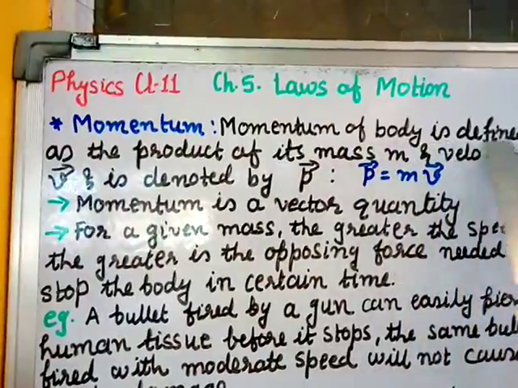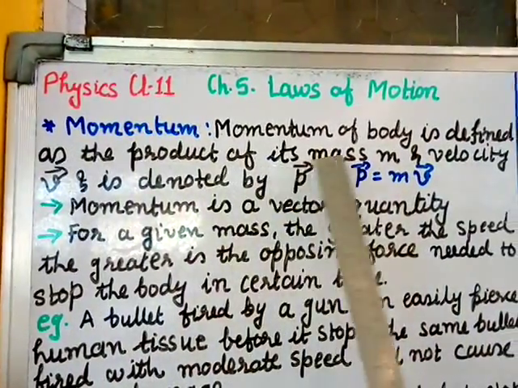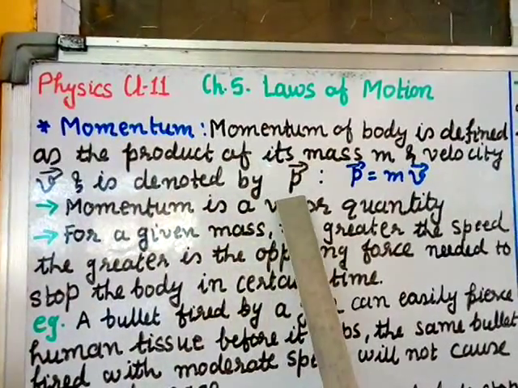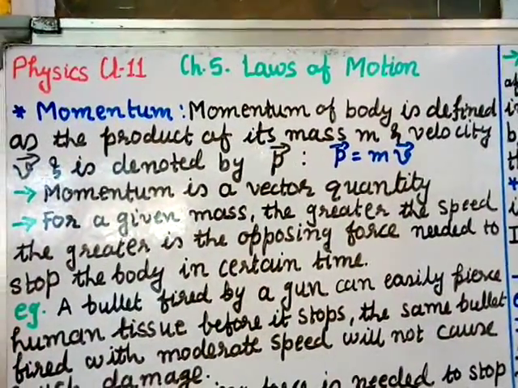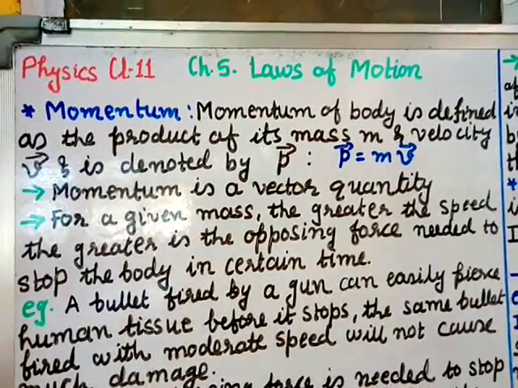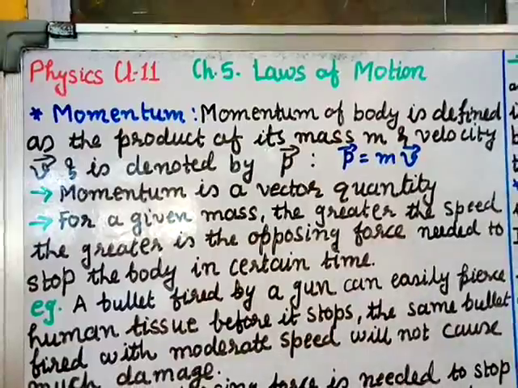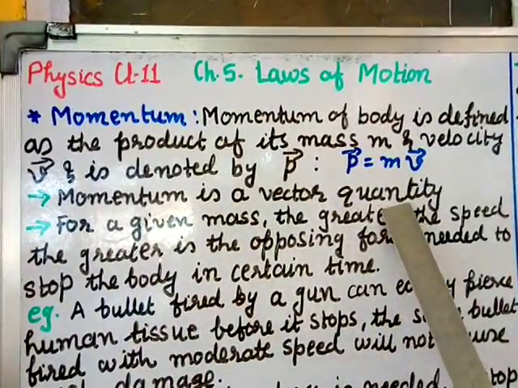Momentum of a body is defined as the product of its mass m and velocity v, and is denoted by vector p. So momentum is the product of the mass and the velocity. So vector p is equal to m into vector v. p is equal to mv. Momentum is a vector quantity.